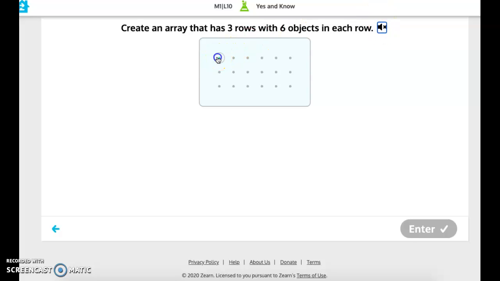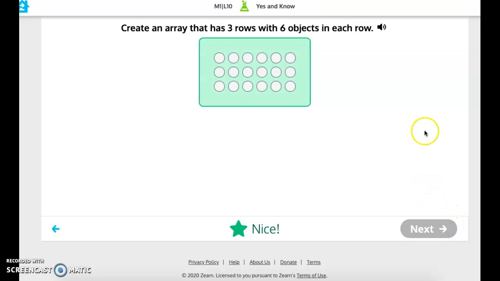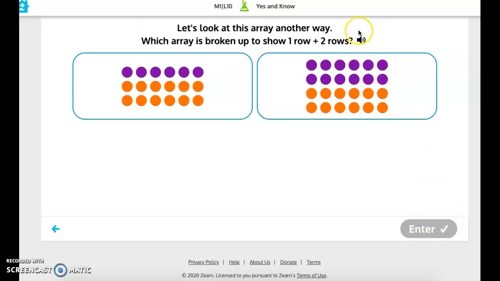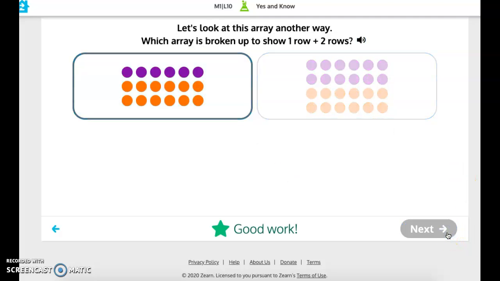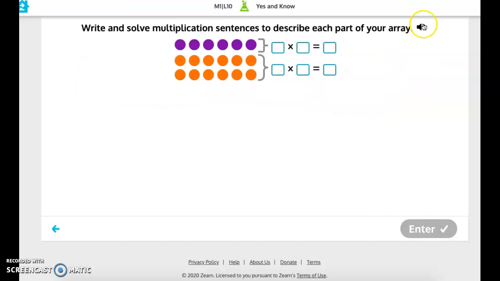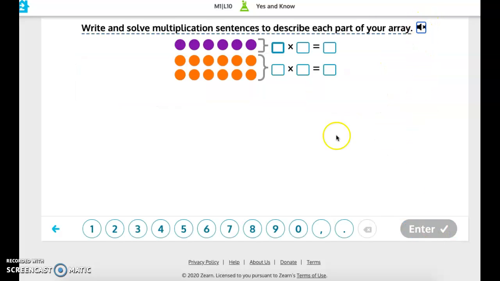Create an array that has 3 rows with 6 objects in each row. Let's look at this array another way. Which array is broken up to show 1 row plus 2 rows? Write and solve multiplication sentences to describe each part of your array.